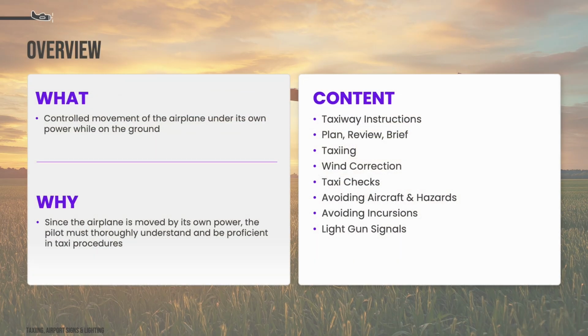Let's take a brief look at the overview. The what? Controlled movement of the airplane under its own power while on the ground. The why? Since the airplane is moved by its own power, the pilot must thoroughly understand and be proficient in taxi procedures. The content we're covering today: taxiway instructions, plan, review, and brief, taxiing, wind correction, taxi checks, avoiding aircraft and hazards, avoiding incursions, and light gun signals.